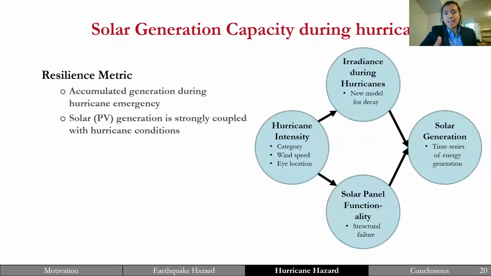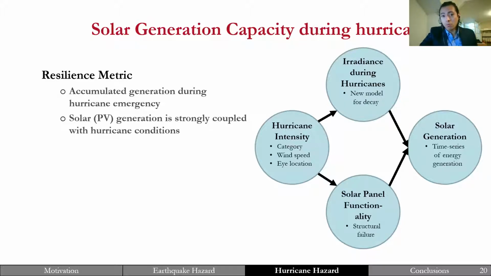So for this analysis, and here I'm just showing you again the framework, I have a publication that I haven't put here, a preprint that walks you through the math behind this. But here we're going to focus on accumulated generation during a hurricane emergency. And we're going to see that solar panel generation now is strongly coupled with hurricane conditions through the hurricane clouds, through the hurricane winds, for example.